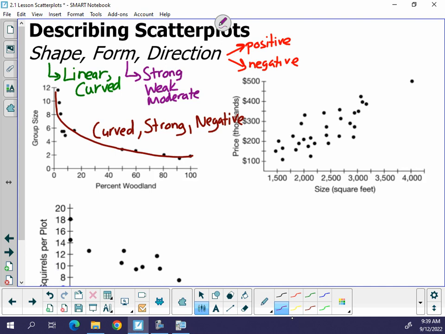This one over here looks like it goes this way. I would say this is linear. It's in a straight pattern. I would call this about moderate, somewhere between moderate to strong, since all of these data points pretty much follow the same pattern. And then it is positive. It goes up to the right.